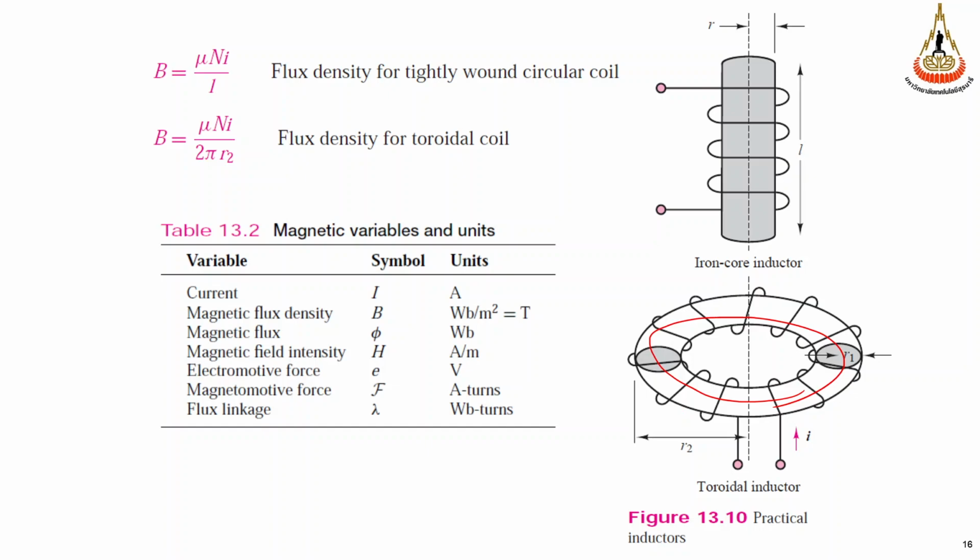So in magnetic calculation, our variables are the current flow, the relation between current and the magnetic flux density, the magnetic field intensity in ampere per meter, the magnetomotive force, and the total flux linkage. These will be our general variables in our calculations.